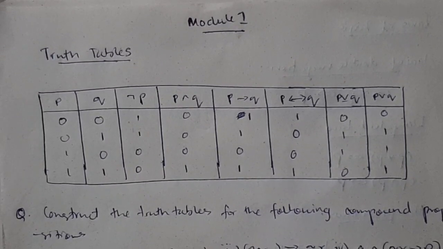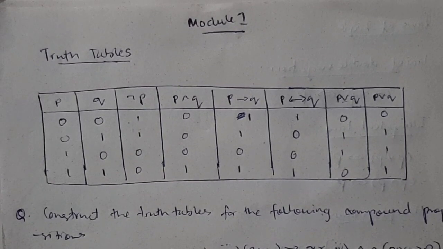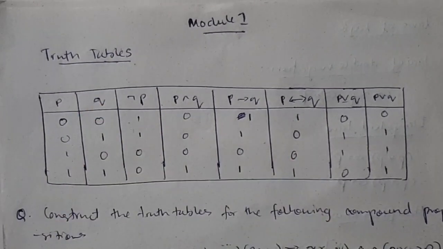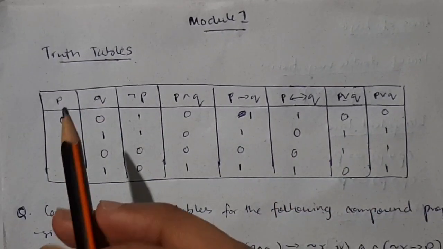In module 1 there is a lot of use of laws of logic and truth tables. So these are the main things which you need to remember. For using the truth tables in the questions, you need to know these values. Okay, let's see one by one what it is.